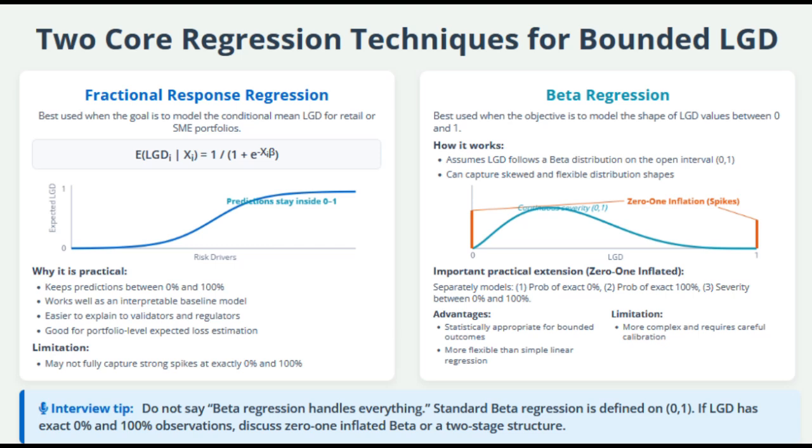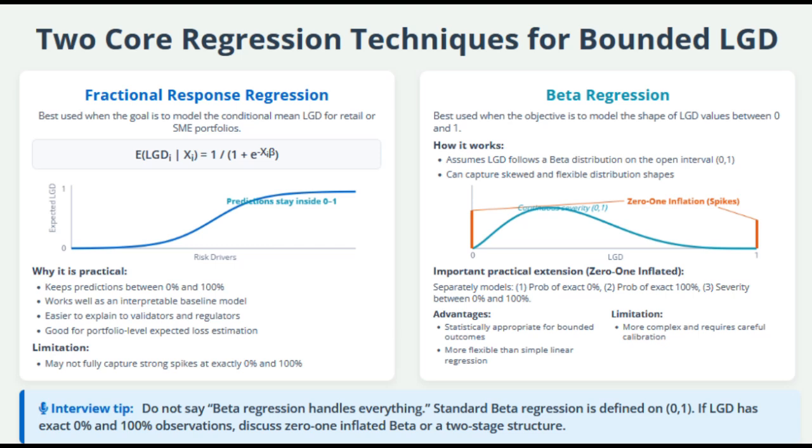You can see the expectation of the LGD given x_i. It is in the exponential form, that is our logit function. The advantage of this approach is that it guarantees valid predictions and is regulator friendly as well. The disadvantage is that it may not capture the bimodal nature perfectly, so it does have some limitations. Next comes the beta regression. When you need to model the full LGD distribution shape, you should use this regression.